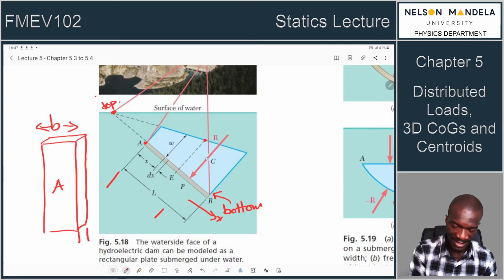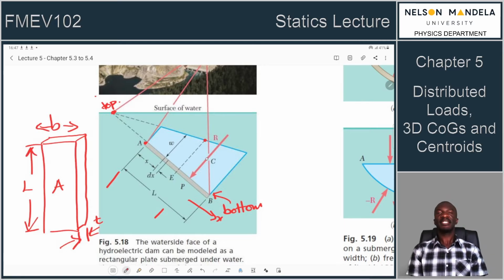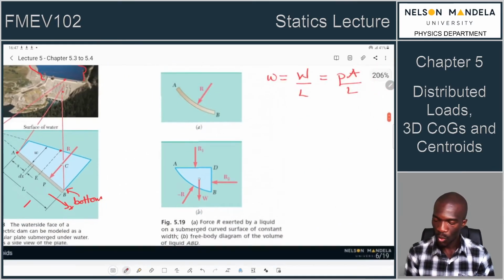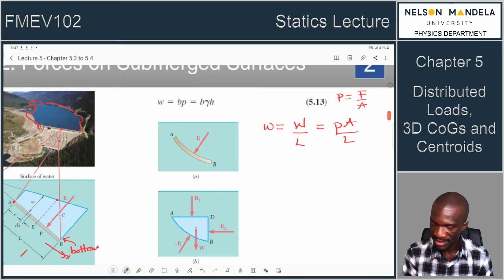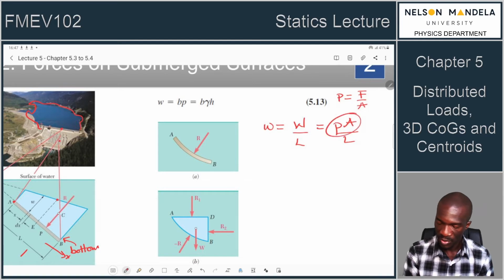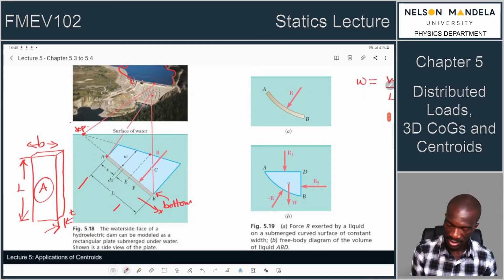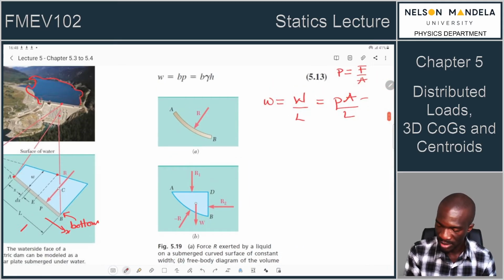In fact, the area is this L multiplied by this thickness, let's call it T. That's our area. So in this case, we have our dam cross section with our P, which is the pressure, and we are multiplying that by our area. Our area is L multiplied by B, so that would be L multiplied by B times the pressure P divided by another L.